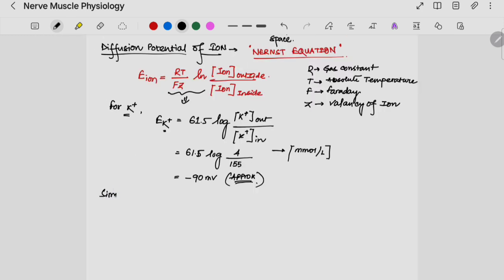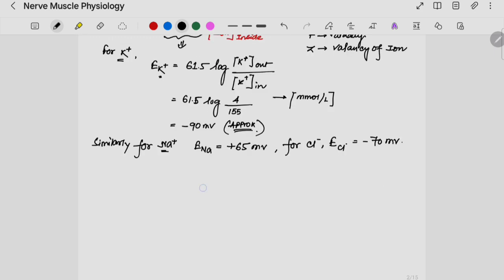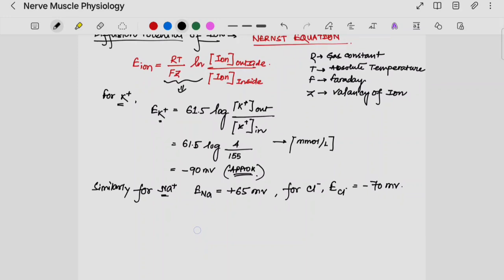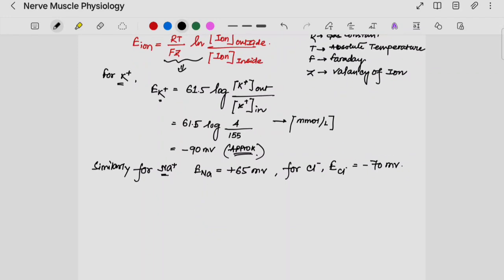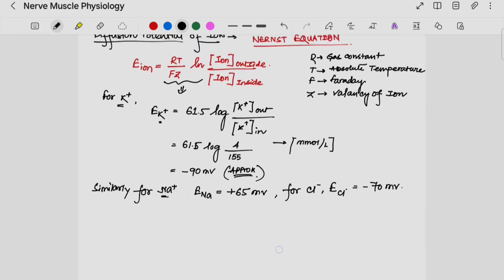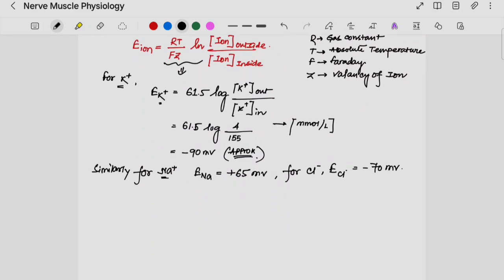Similarly, for sodium ion, ENa equal to plus 65 millivolt, and for chloride ion, E chloride equal to minus 70 millivolt. Here we got the diffusion potential of all ions, right? From here we can predict the resultant RMP value of the cell. Here we are mainly talking about the nerve cells or the neurons.